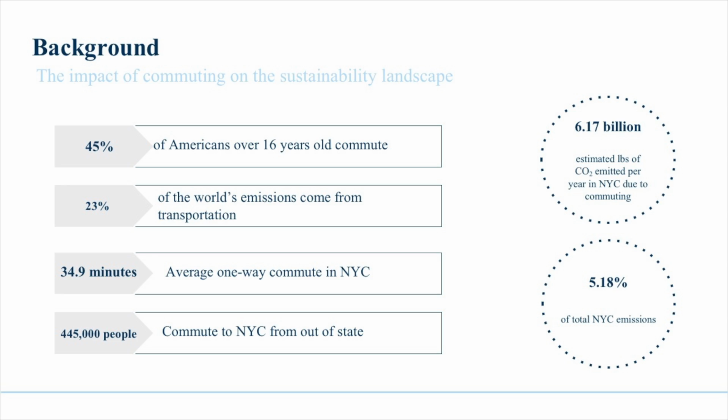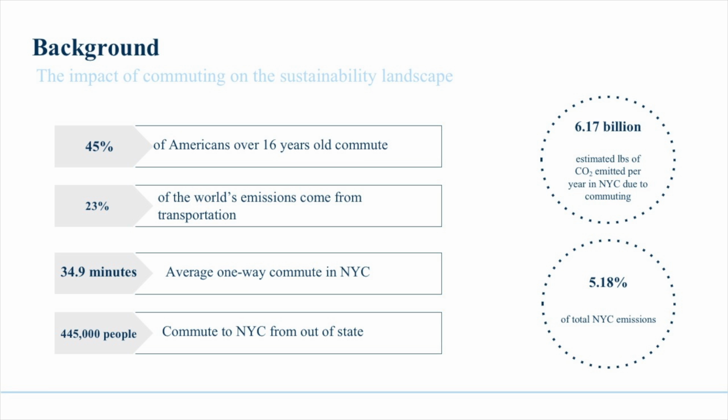So for part one, our objective was to create a tool to use in future surveys to analyze the data and also make a couple of recommendations on a number of fronts. First, to understand why commuting is even important to sustainability, it's mainly important because, number one, a lot of people commute, and number two, the commute produces emissions. So here are a couple of numbers illustrating that. 45% of Americans over 16 years old commute. 23% of the world's emissions come from transportation. This isn't all from commuting, but again, it puts the whole project into perspective.